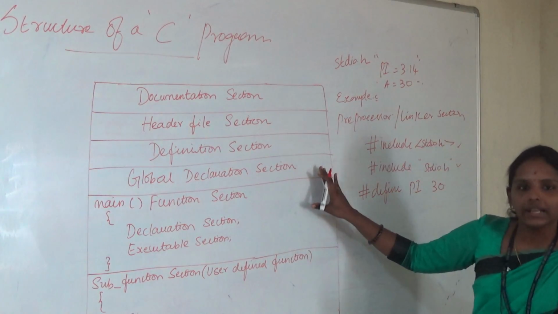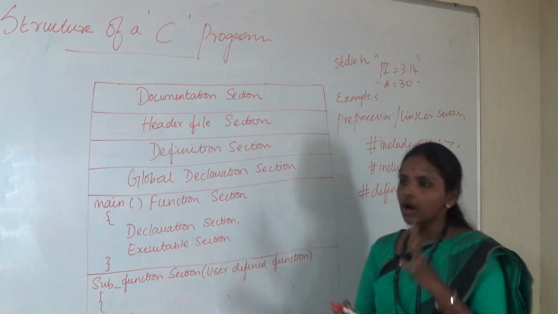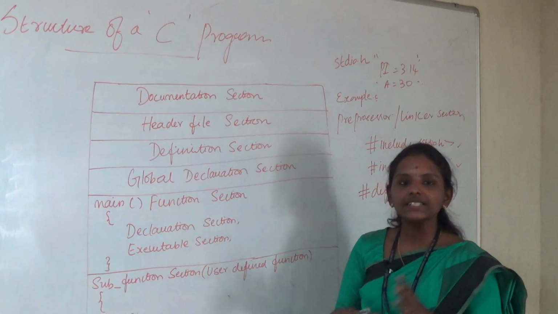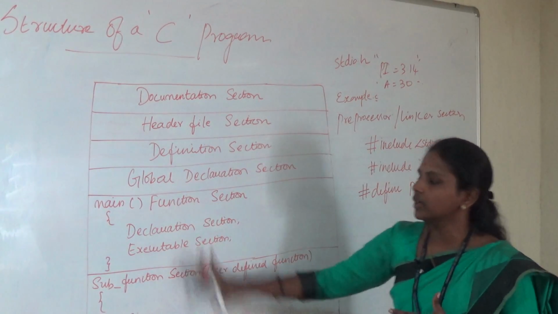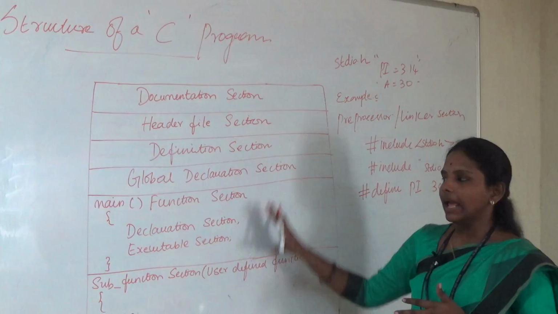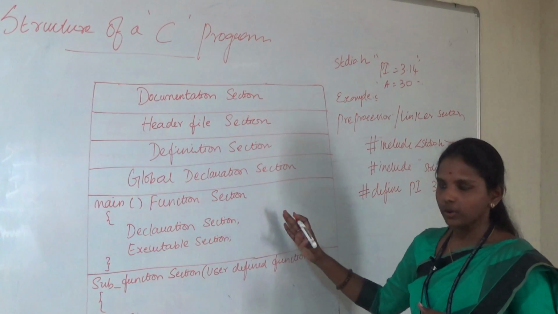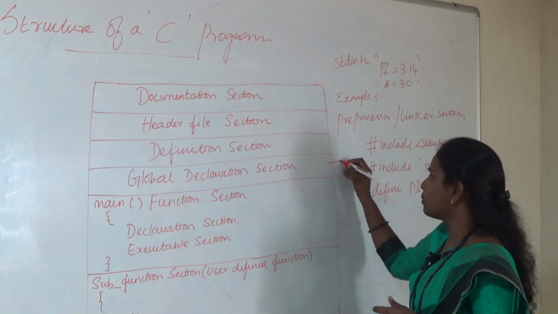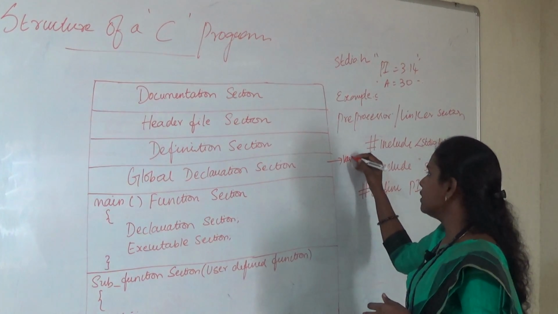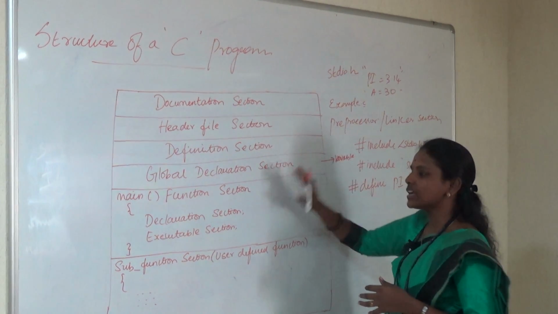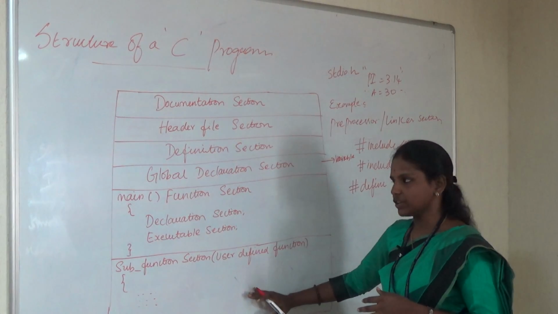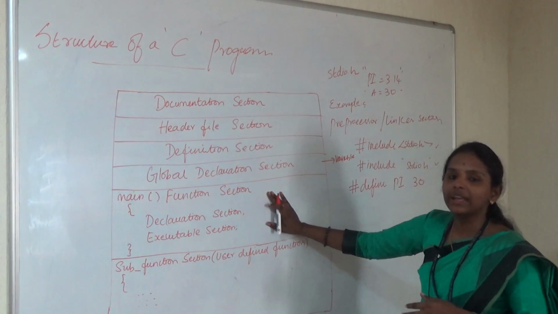In this global declaration section, we are going to initialize the variables which will be used in the whole program, either in a sub-function or inside your main function. This contains global declarations, which are variables that can be used inside your main function as well as your sub-function. And next is your main function.